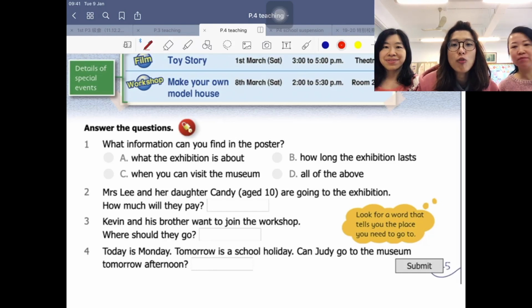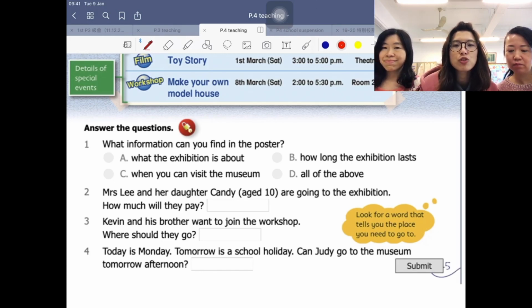So I guess you have all finished your work. Let's check the answer. Alright, let's start from number one. What information can you find in the poster? So Miss Joan, can I just simply guess the answer? I think not. We have to take a look at all the answers one by one. Right, we have to read every answer one by one.